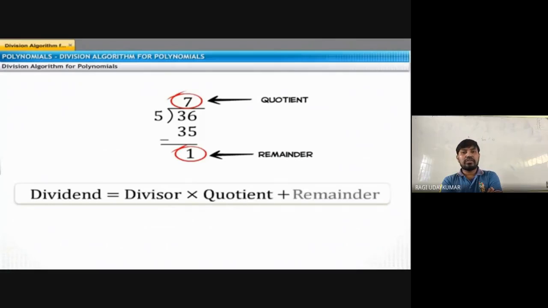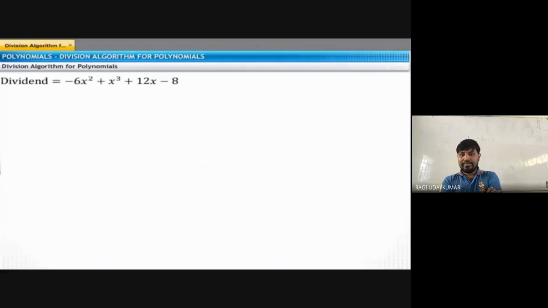So dividend is equal to divisor into quotient plus remainder. What do we call this one? It is called the division rule. So dividend is minus 6x square, and divisor, if you are taking polynomials. Let us take polynomials into consideration.